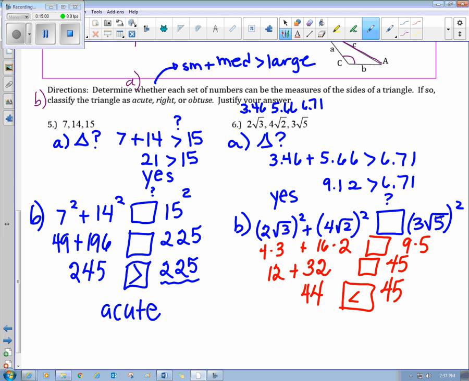That means my inequality goes this way. So if the sides are shorter in comparison, the hypotenuse must be getting longer. The longer the hypotenuse gets, the bigger the angle gets, so the angle will be greater than 90 degrees. And if the angle is greater than 90 degrees, then this must be an obtuse triangle.